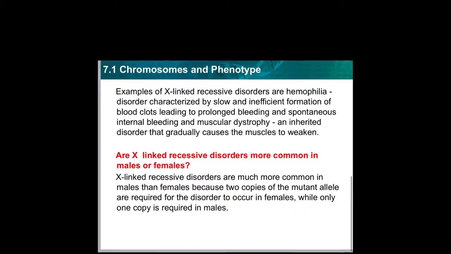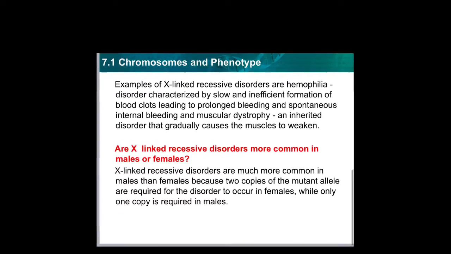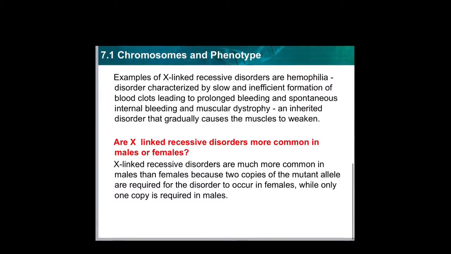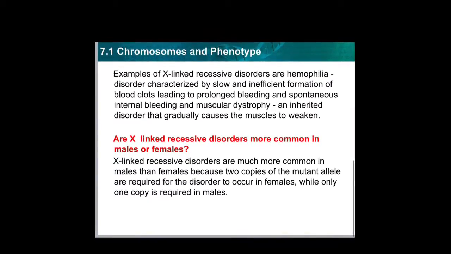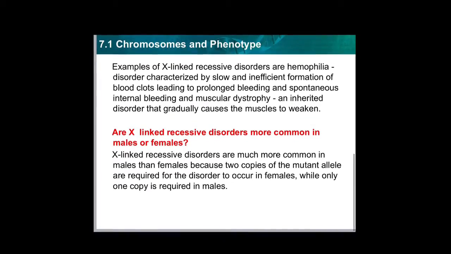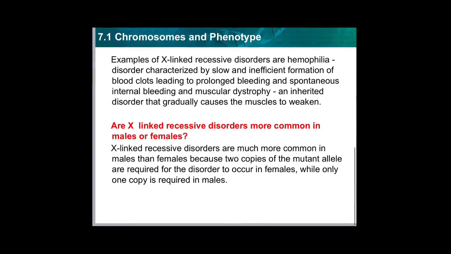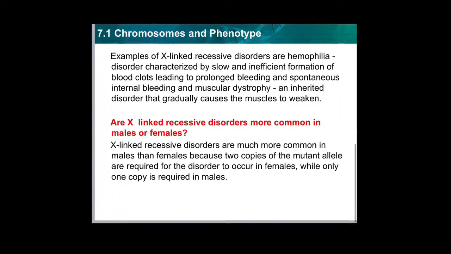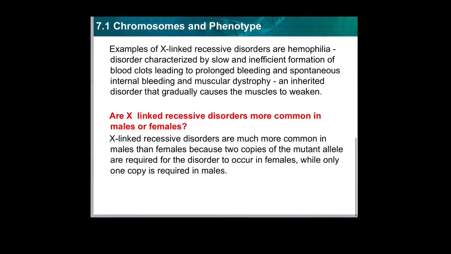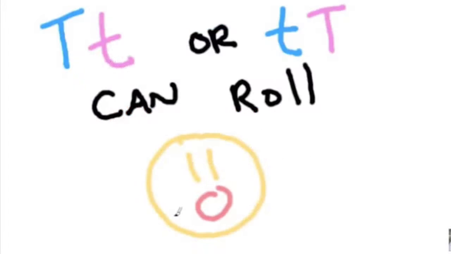Hemophilia is an example of an X-linked recessive disorder when there is trouble forming blood clots leading to prolonged bleeding and spontaneous internal bleeding. So are X-linked traits more common in males or females? We can see that they would be more common in males because males do not have an extra X chromosome to fall back on. For a woman to have an X-linked disorder, she would need it to be on both her X chromosomes, but a male only needs it on his 1 copy.